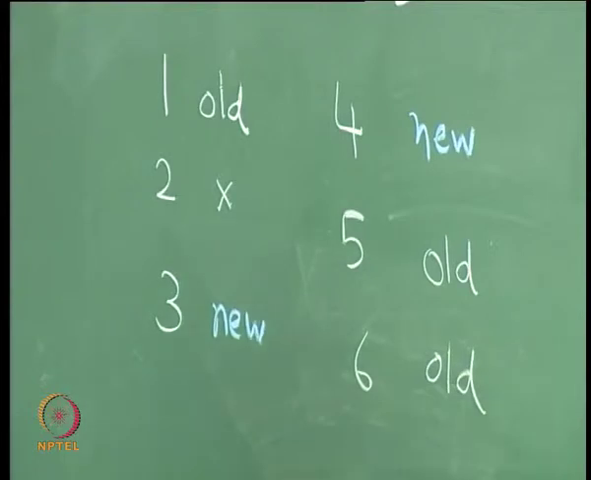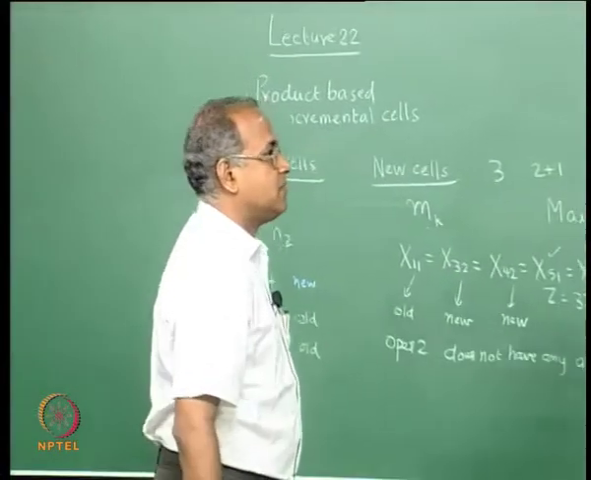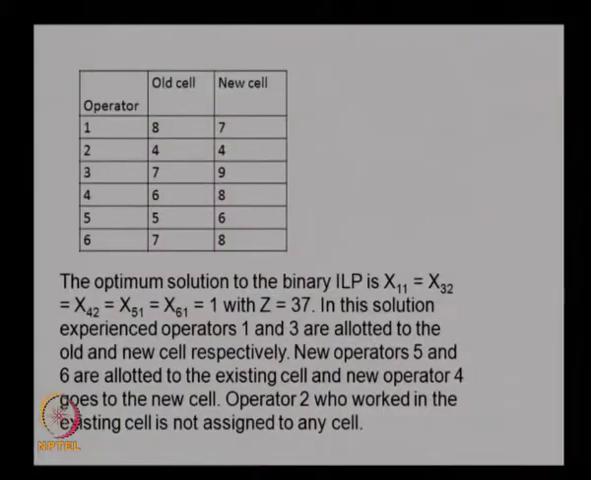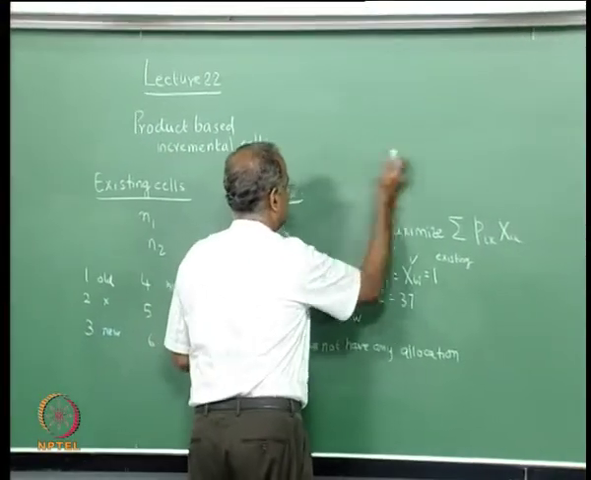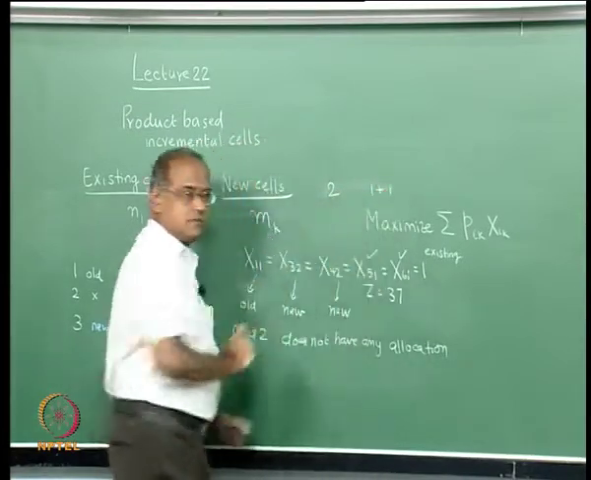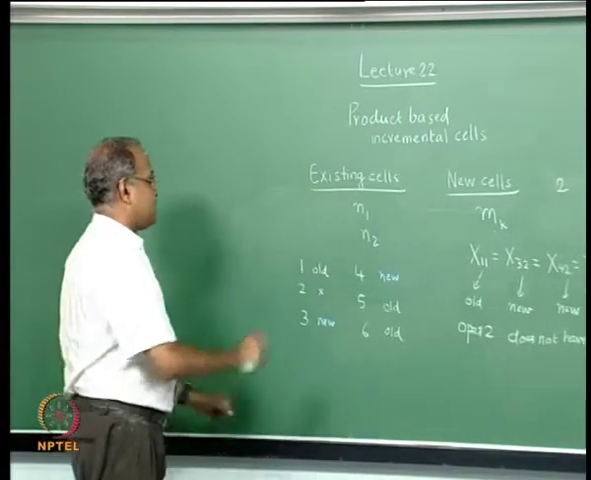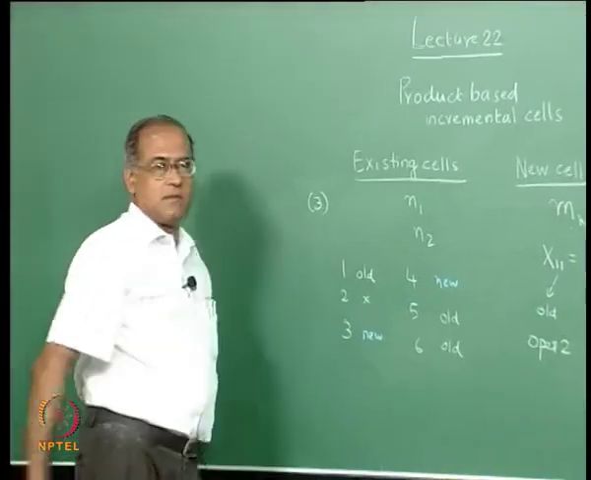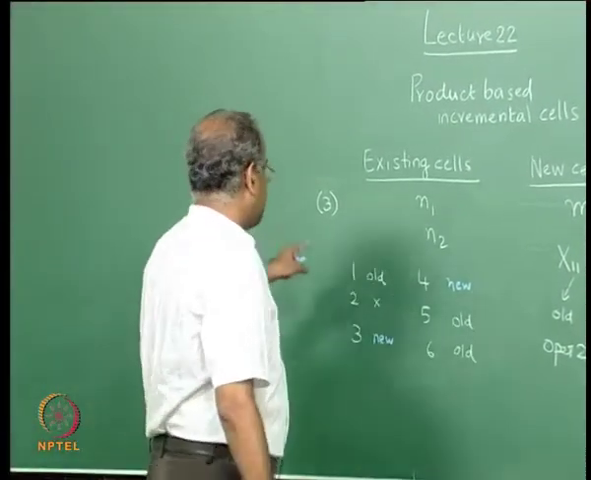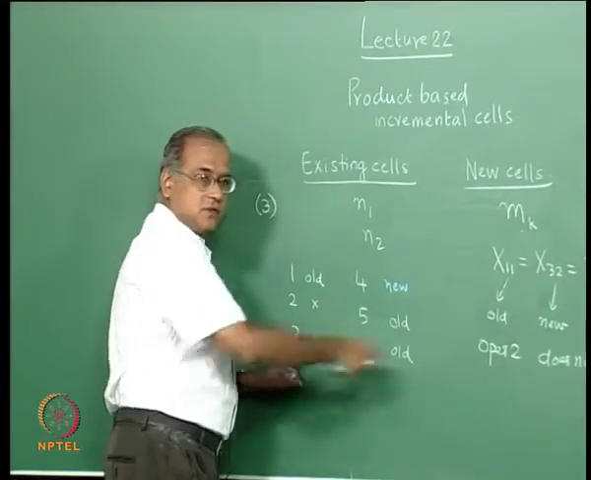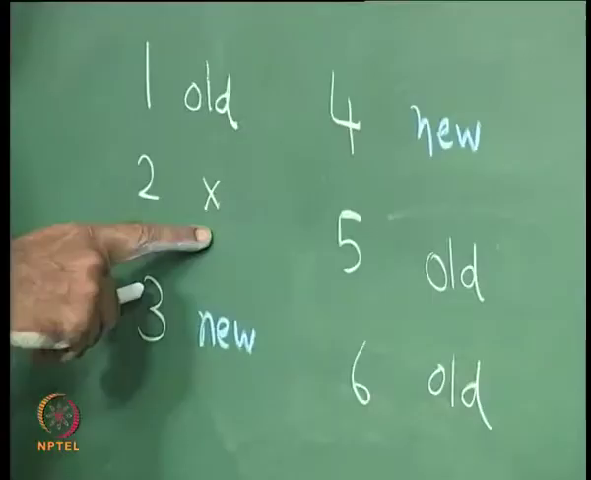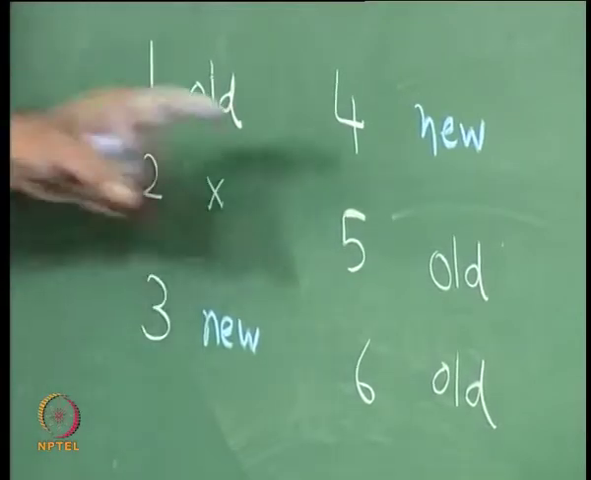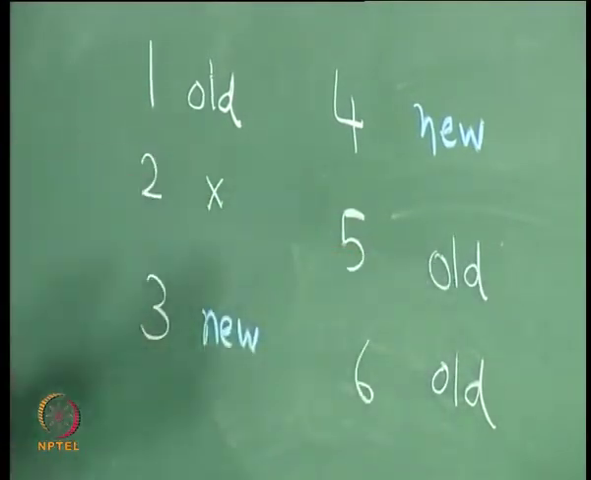So, we now say that there are two operators who are assigned to the new cell. Operator 2 does not have any assignment. The new cell requires only two operators, which is 1 plus 1. The old cell has three people, and one person from the old goes to the new, one person does not go anywhere, while two people who are new come and replace the old one.